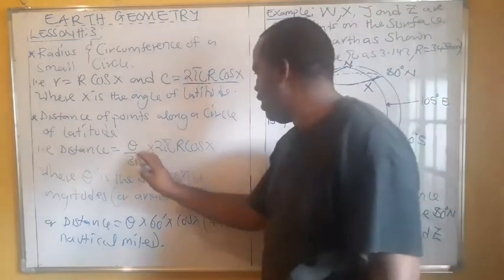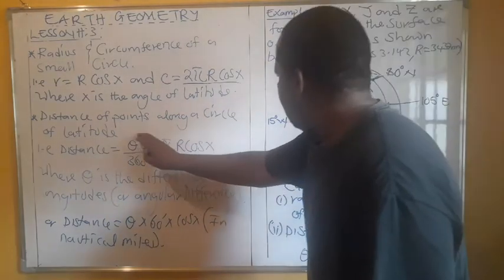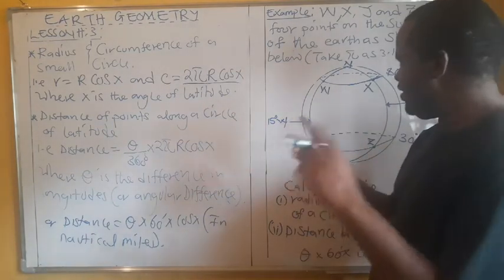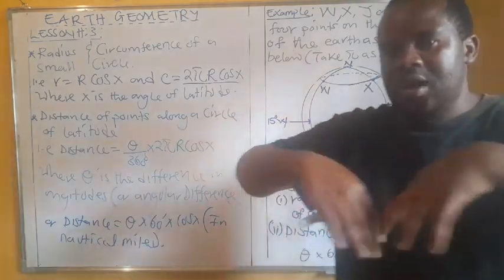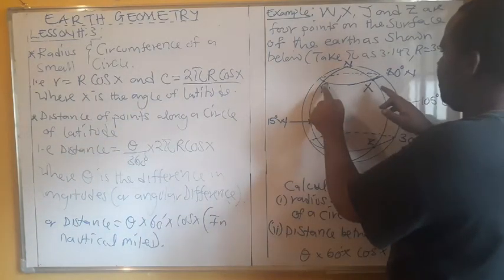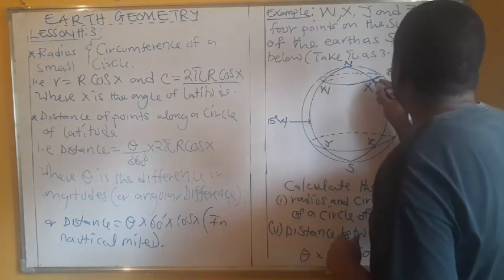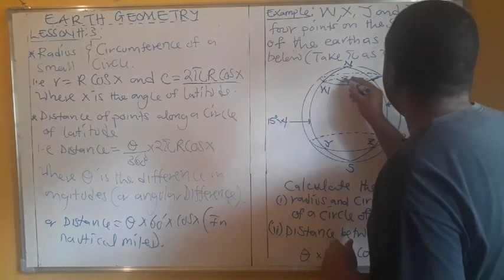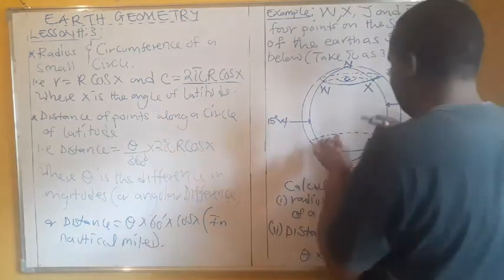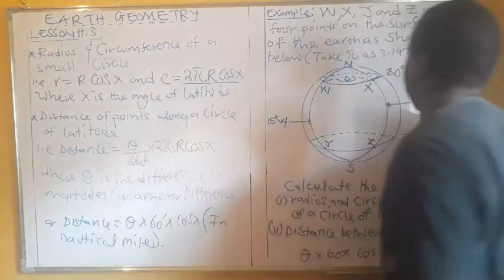You are going to say theta over 360 times 2 pi r cos x. Now, here you need to understand that this theta is called the angular difference or the difference in longitude. Since I'm dealing with the points that are on a circle of latitude, for example, W and X, it means that theta will be the angular difference here. This angular difference that we have here is what we are calling the difference in longitude. So the difference in longitude of W and X, that is our theta.